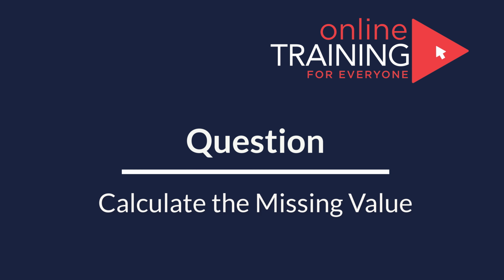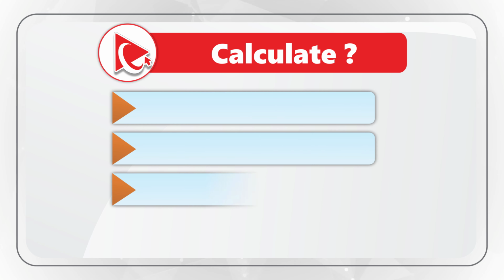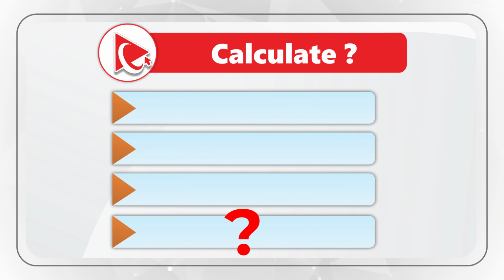One of my favorite questions is where you need to calculate the missing value. You're presented with 3 equations, and in the fourth equation, the result is missing.